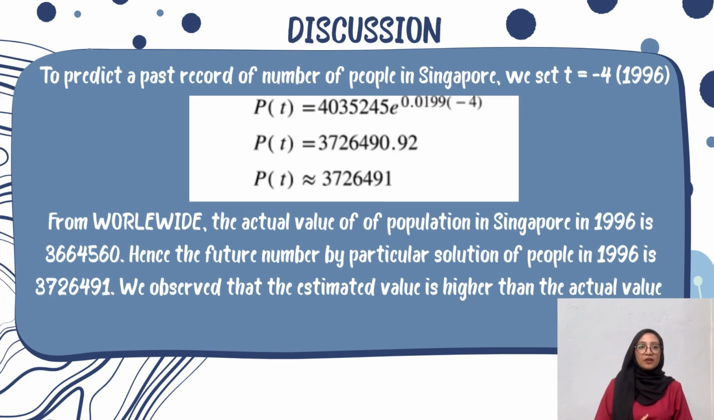Next, to predict a past record of the number of people in Singapore, we set t = -4, which is 1996, where we get 3,726,491. From worldwide data, the actual value of population in Singapore in 1996 is 3,664,560 people. Hence, the number by particular solution of people in 1996 is 3,726,491. We observe that the estimated value is higher than the actual value.